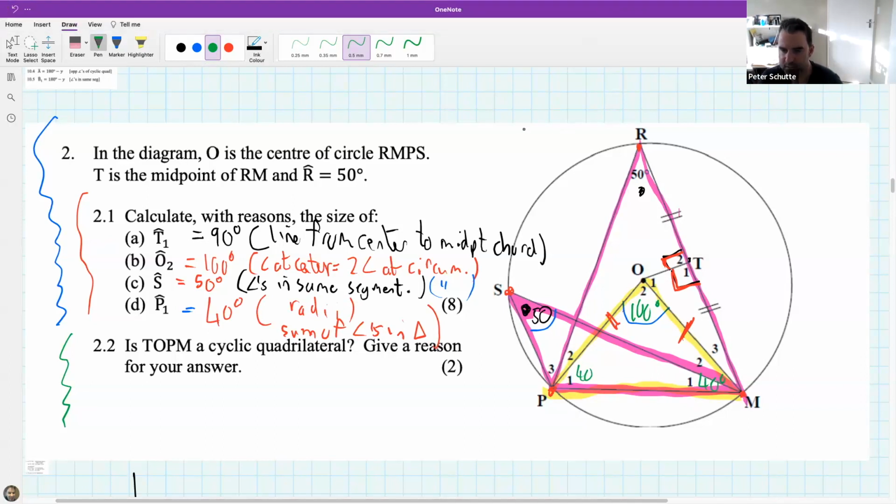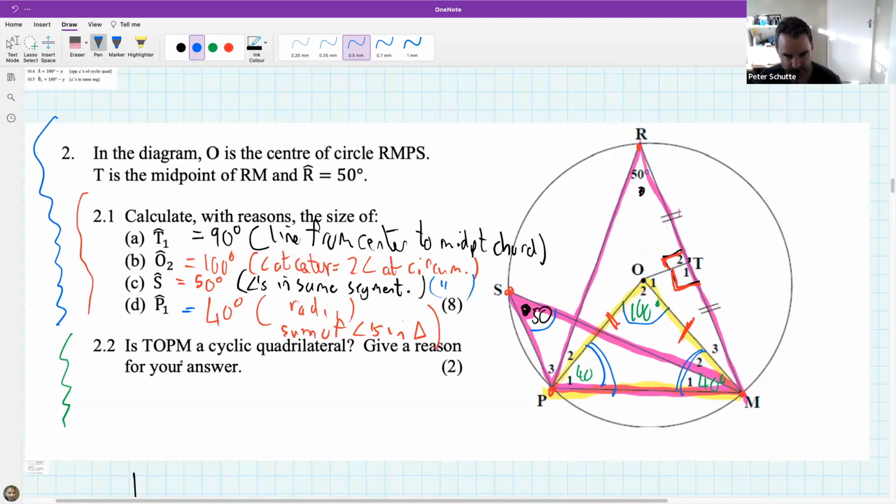Why is P1 40? So Zwandile, do you get that if we know this one over here is 100, and we know these two, OM and OP, are equal because of radii, then we know that these two angles, because they're opposite equal sides, they have to be the same size? So that's why they have to be that.